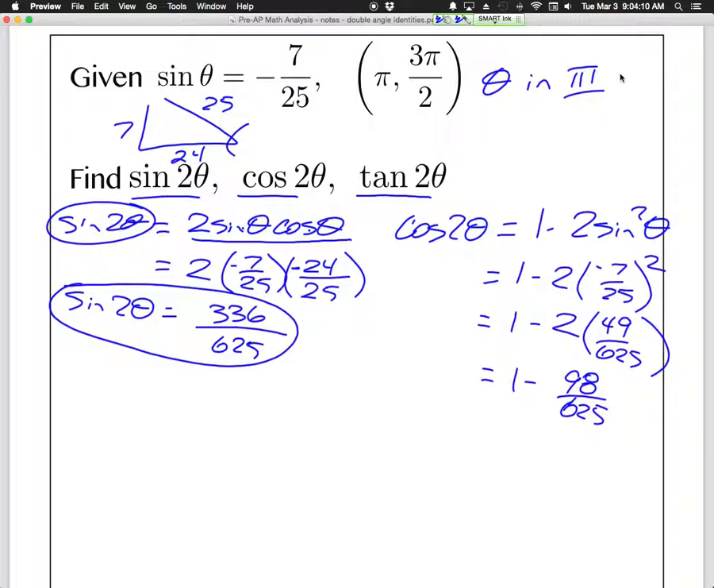AJ, what does that end up being if I put those together? Or what do I need to do to find the final answer? All right, so what does that 1 turn into? 625 over 625. So what's 625 minus 98? Somebody. 527. 527? So I have found cosine.